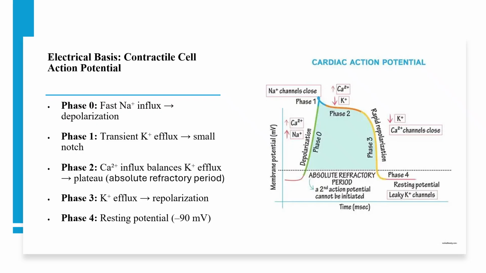Phase 0, this is the depolarization. This is the rapid upstroke. When the stimulus arrives from a neighboring cell, voltage-gated sodium channels open, causing a fast sodium ion influx. The membrane potential quickly rises upwards toward plus 20 millivolts. This rapid depolarization triggers the contraction process.